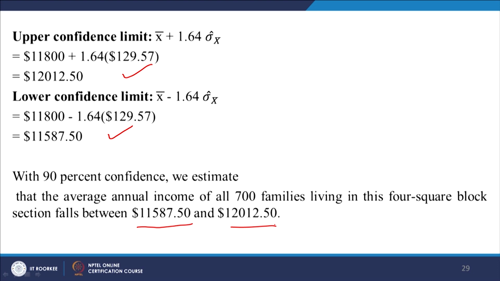Now, in our case, what was the sample mean? The sample mean was 11,800. So, does 11,800 lie between this? And obviously yes, right. So, this is telling us the class interval.